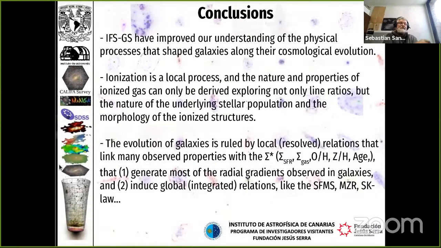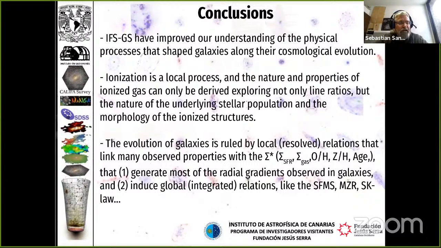So I'm going to jump into conclusions because we are running out of time. I consider that integral field spectroscopy galaxy surveys have improved considerably our understanding of the physical processes that shape and configure how we see galaxies today. One of the most relevant results is that we have to change our perception on how to interpret the ionization processes in galaxies. The ionization is a local process, and we cannot summarize the evolution of a galaxy as if the galaxy is a point, it's a spatial result. Star formation happens at much smaller scales than the galaxy size.